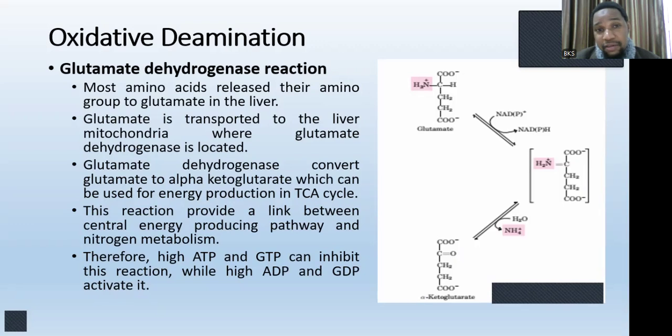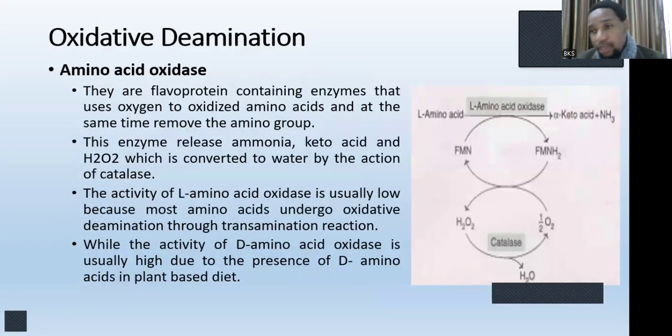Then this pathway needs to stop. That is why when there is high ATP in the system, either ATP or GTP, it can inhibit this reaction. But when there is low ATP or GTP, there is high ADP or GDP. So high ADP or GDP can activate this pathway to give us more alpha-ketoglutarate, because we need more energy from the citric acid cycle. So this is basically oxidative deamination involving glutamate dehydrogenase.